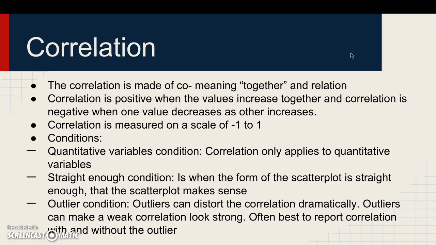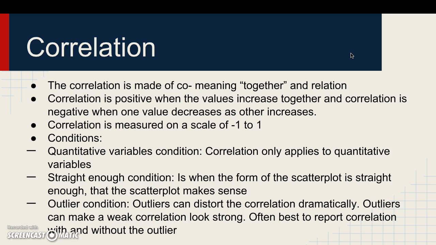Correlation. The correlation is made of co, which means together, and relation. Correlation is positive when the values increase together, and correlation is negative when one value decreases as the other increases. Correlation is measured on a scale of -1 to 1.